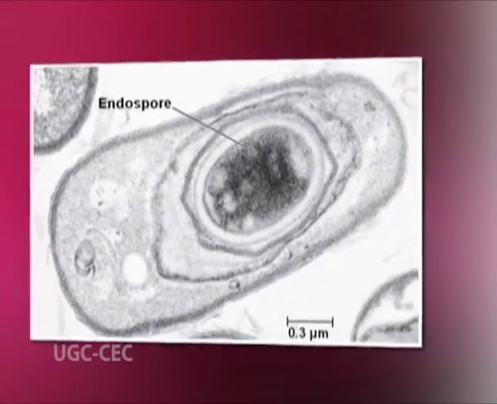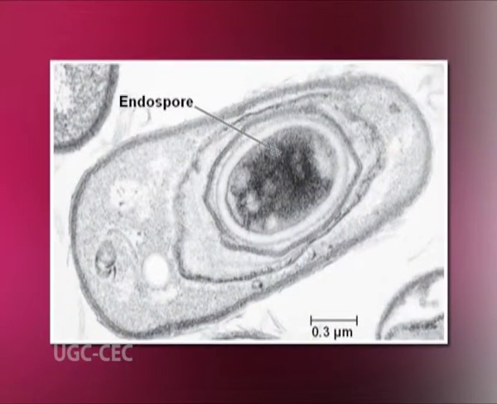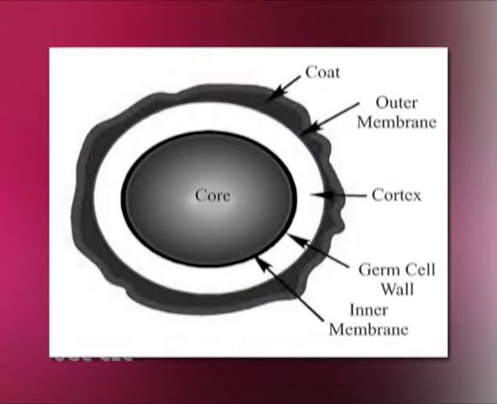In endospore formation, the bacterium divides within its cell wall. One side then engulfs the other. Endospore enables bacteria to lie dormant for extended periods, even centuries. When the environment becomes more favorable, the endospore can reactivate itself to the vegetative state.